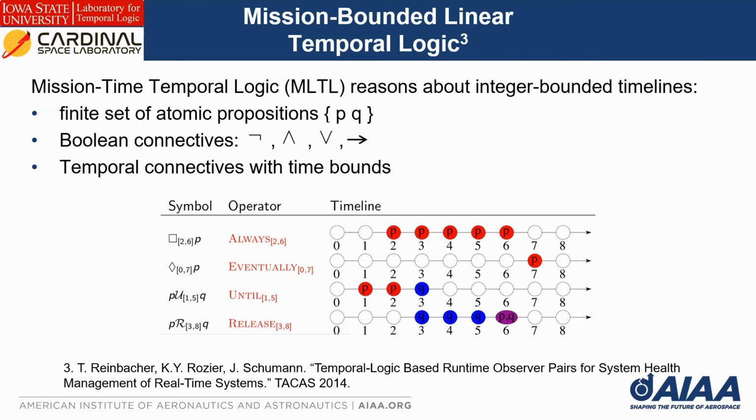The orbital nature of CubeSats requires a logic that reasons with integer-bounded timelines. The CubeSat will make orbits that do not pass over the ground station, or will only do so for a short amount of time. A CubeSat with a 90-minute orbit, as an example, will not be able to send down telemetry every 90 minutes.